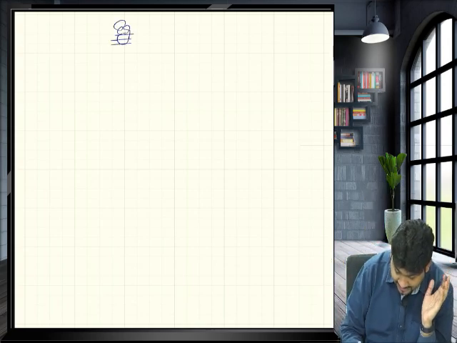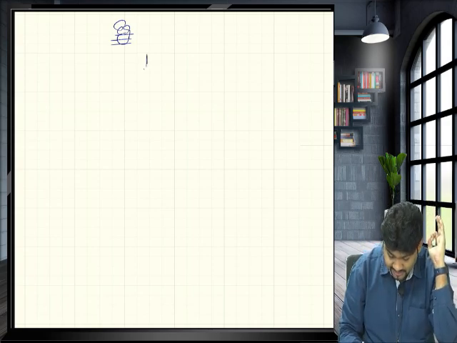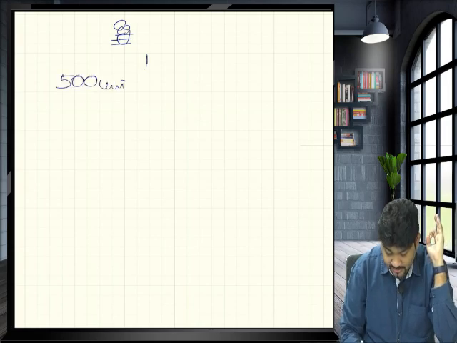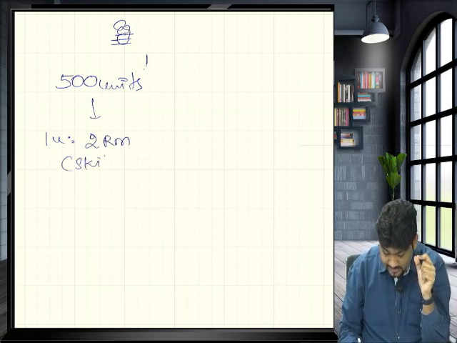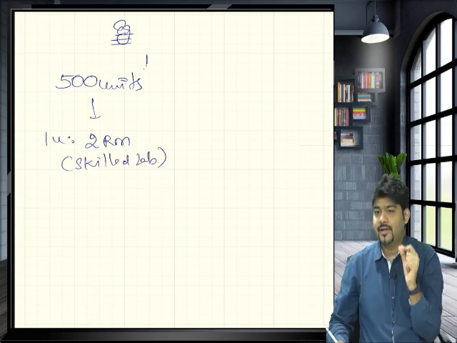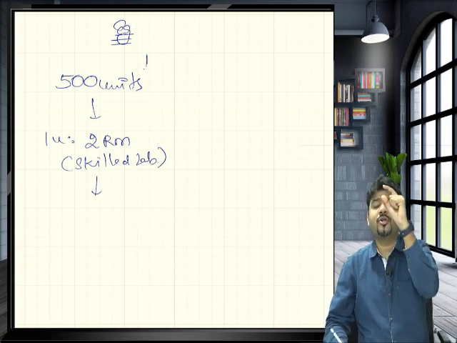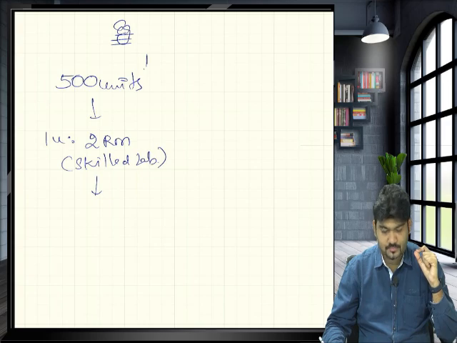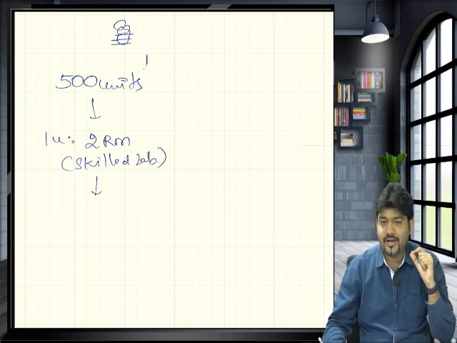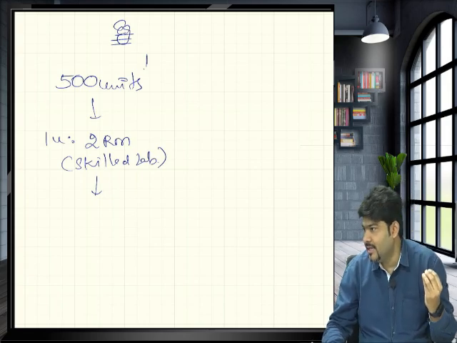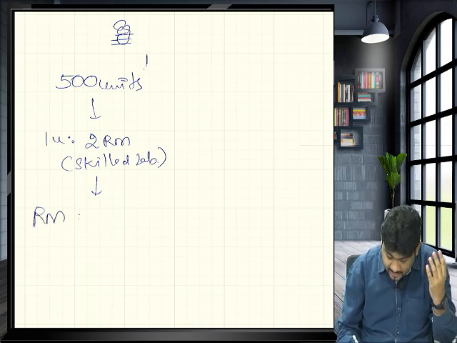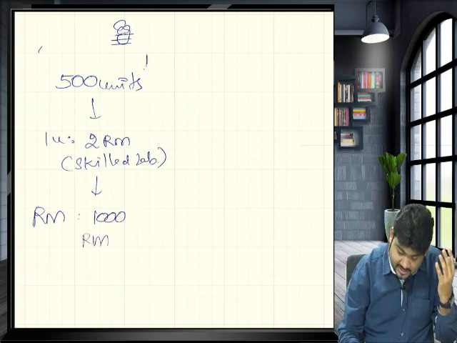So in simple language, what they are trying to say is this. They were planning to produce 500 units. In order to make one unit, it takes 2 raw material, and they were planning to hire skilled laborers. Now if this happens, how much raw material consumption should happen? 500 units I was planning to produce, and to produce 1 unit I need 2 raw materials. So in all, how many raw materials do I require? 1000 raw materials are required, and based on this the standard was set.